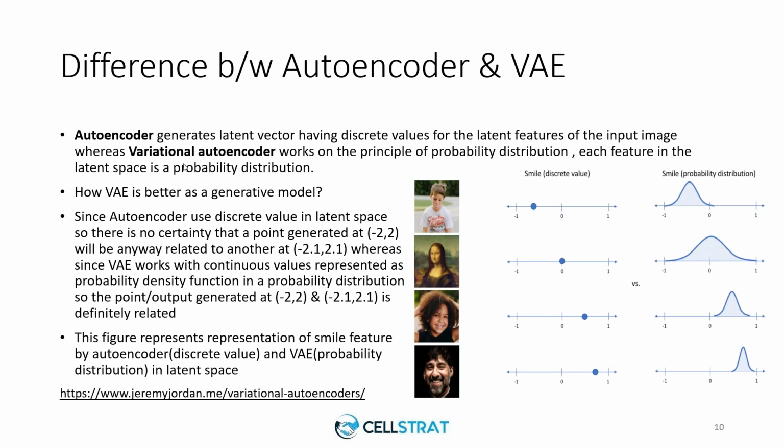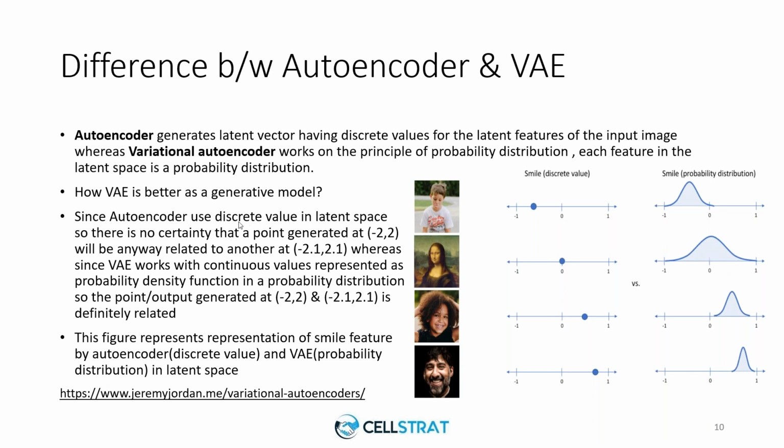Now, coming to the difference between autoencoders and variational autoencoders, we discussed that autoencoders work on the principle of discrete values. Let's look at these examples. In this example, the kid is not smiling too much, rather it looks like a sad expression, and we can see that the value is actually less than zero. It's negative. In the same way for Mona Lisa, it comes to zero. For this particular kid, it goes above, and for this particular guy, it's close to one. But if the same thing has to be represented in terms of variational autoencoders, it will be probability distributions like we have over here.